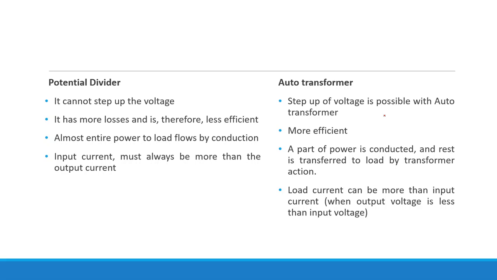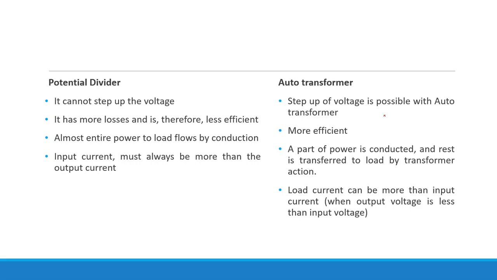You will find that a transformer can step up the voltage. When you were working with the potential divider, was it ever possible to do something like this, increasing voltage from one level to another level, stepping up? It is not possible with the potential divider. A potential divider will have more losses. When the losses are high, the efficiency would be less.